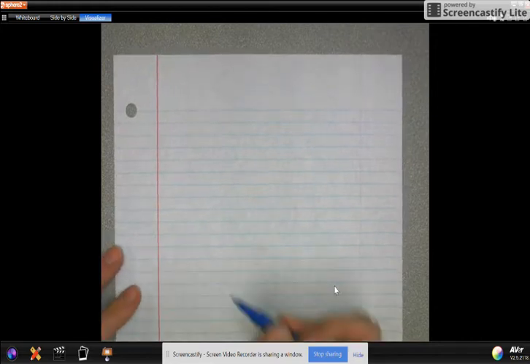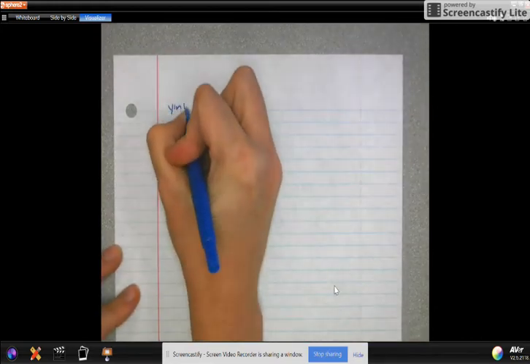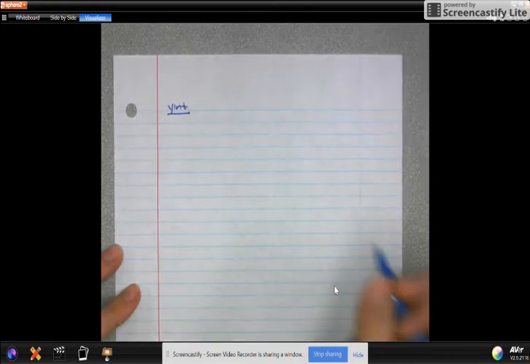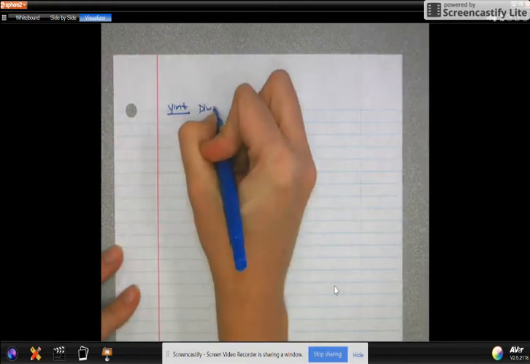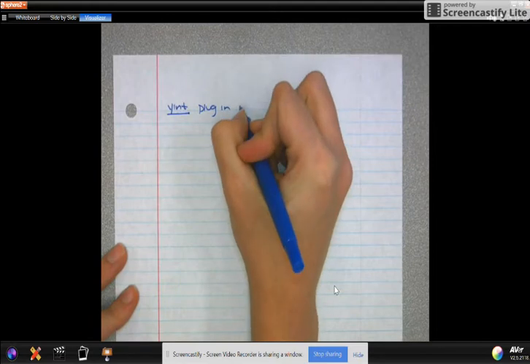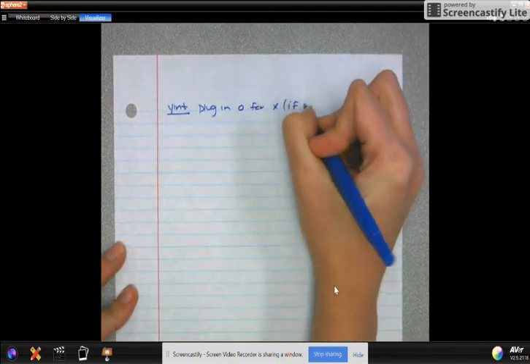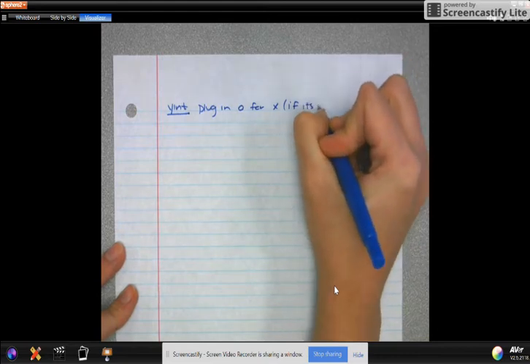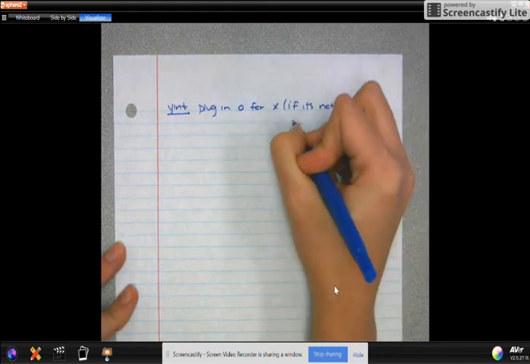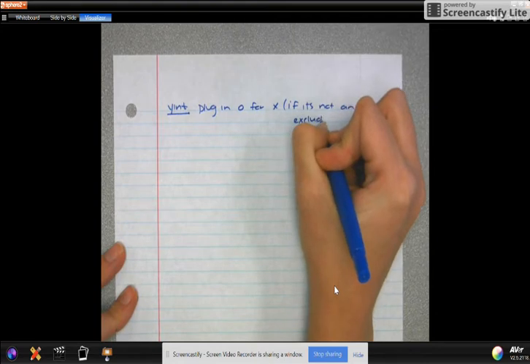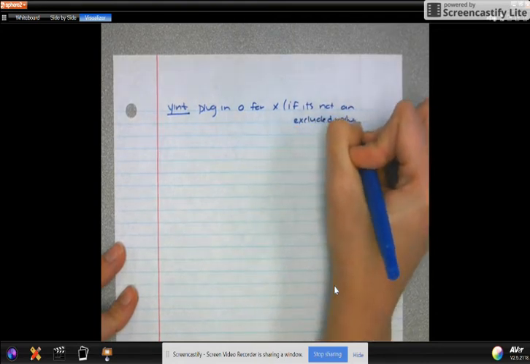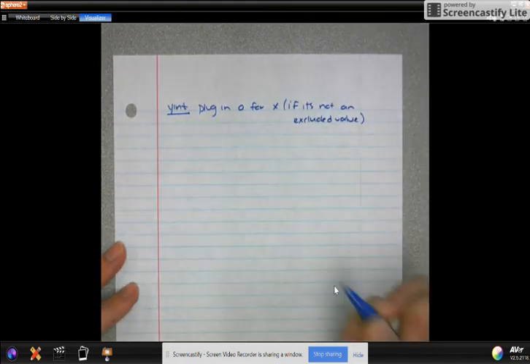So a couple more things that we want to point out. To find the y-intercept, all we're going to do is plug in 0 for x, so long as it's not an excluded value. If it is, we're not allowed to plug it in. And then write it as an ordered pair.